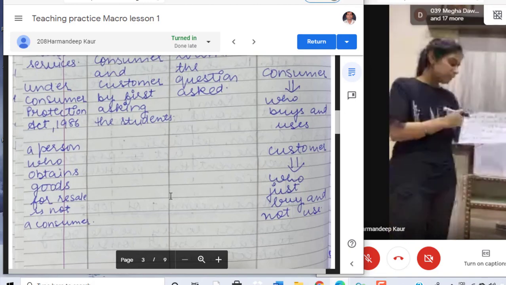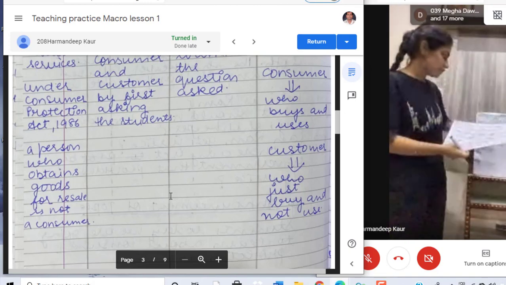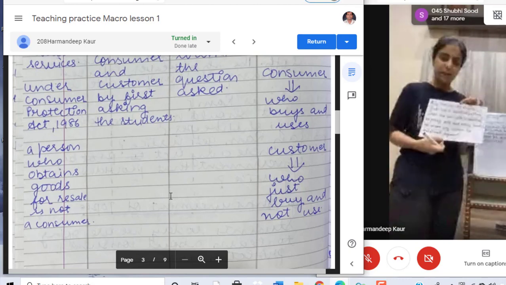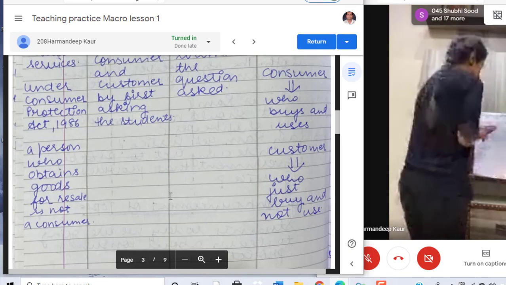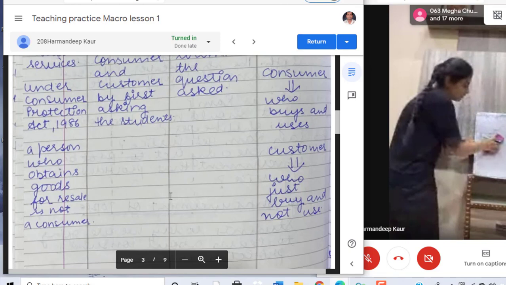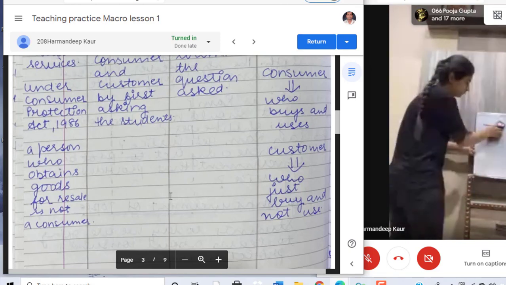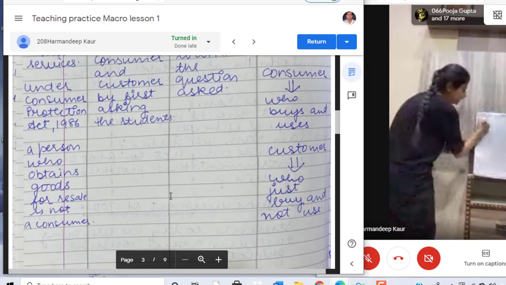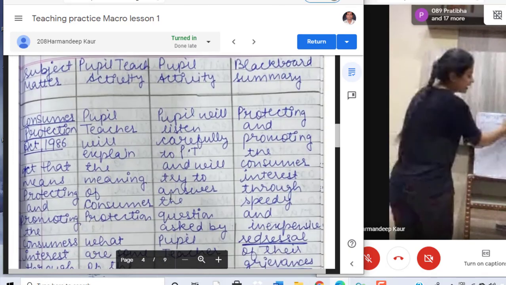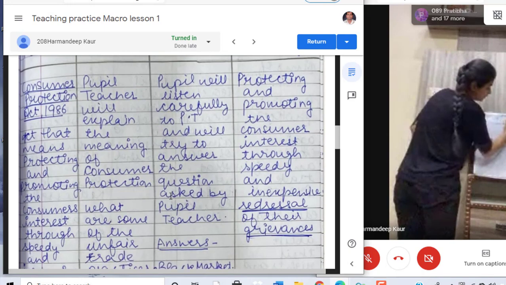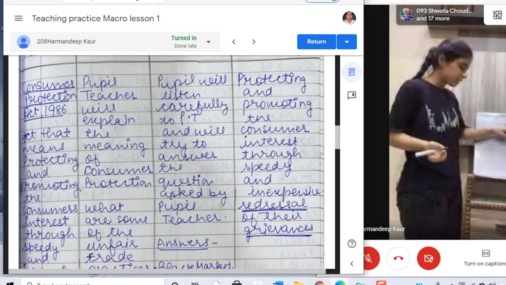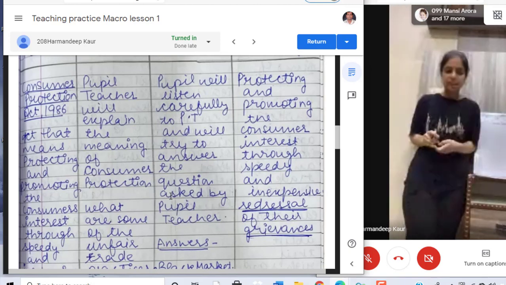So write it down in your notebooks, the definition of consumer in layman's language, as well as under the Consumer Protection Act. Now students, tell me one thing. Consumer and customer, are they both the same?